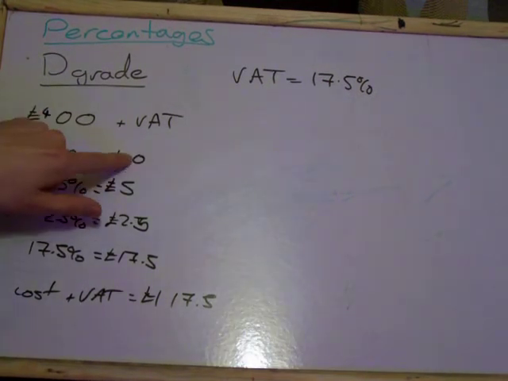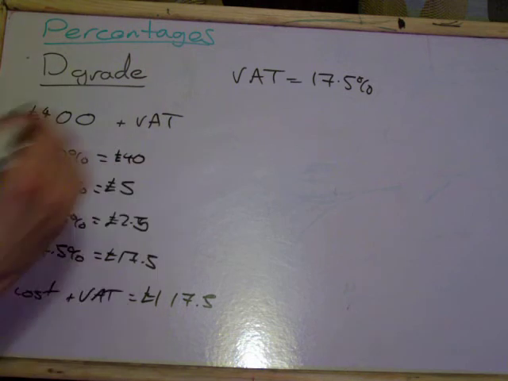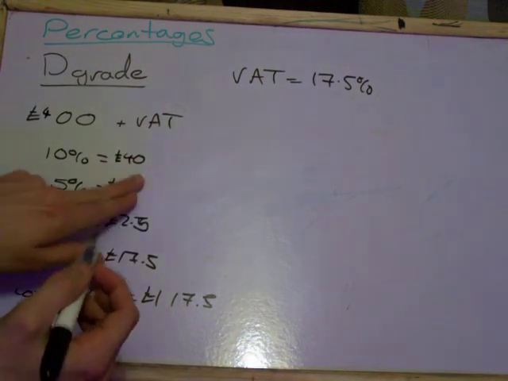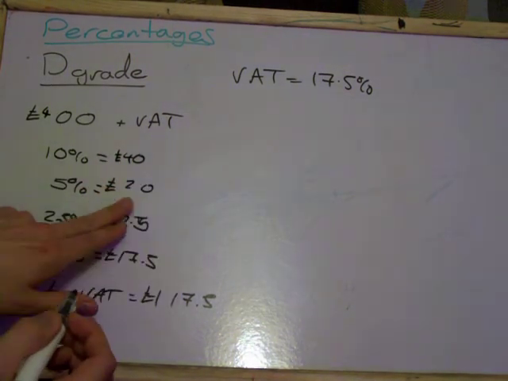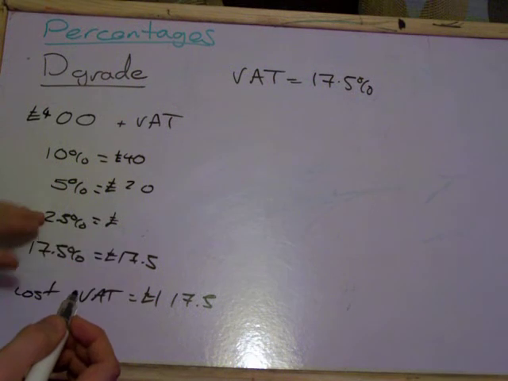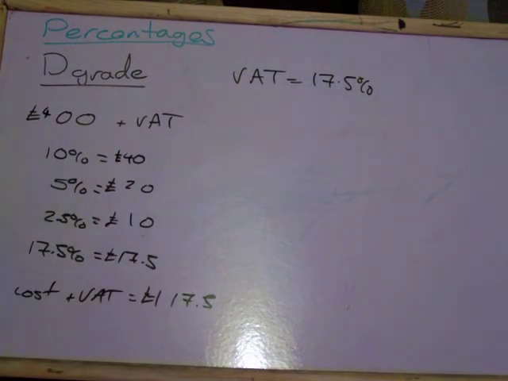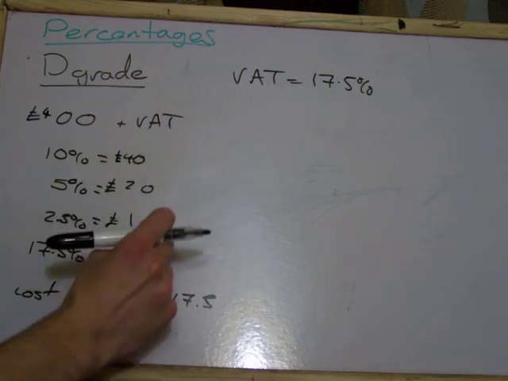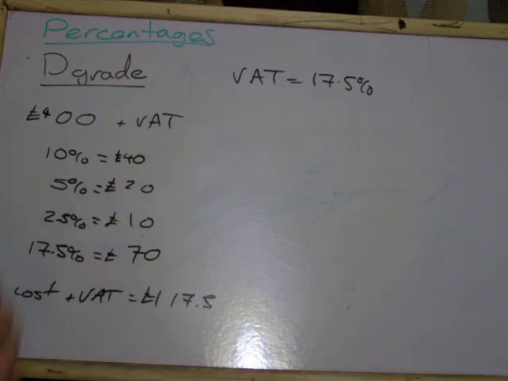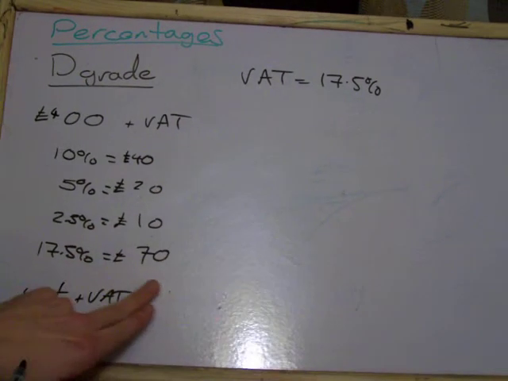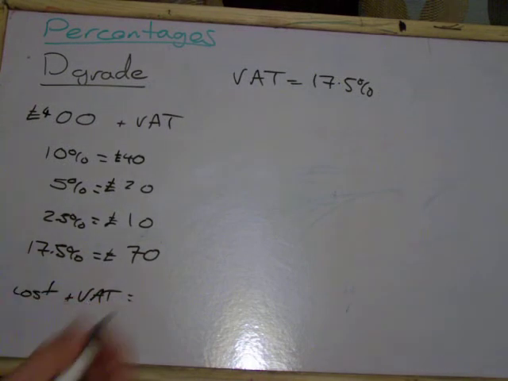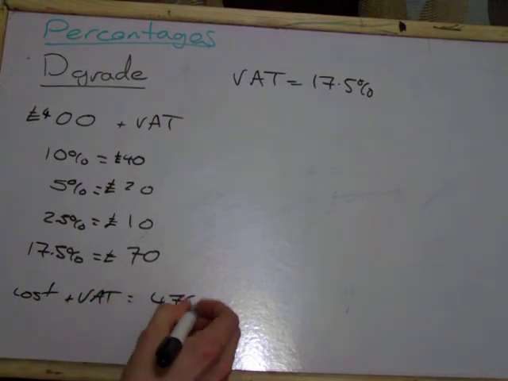Okay, if it's £400, your 10% is £40. Your 5% is going to be half of 40, which is 20. Your 2.5% is going to be half of 5%, which is 10. And then your VAT at 17.5% is going to be 40 plus 20 plus 10, which is £70. Your cost plus VAT is then going to be your 400 original plus your 70, that's going to be £470.